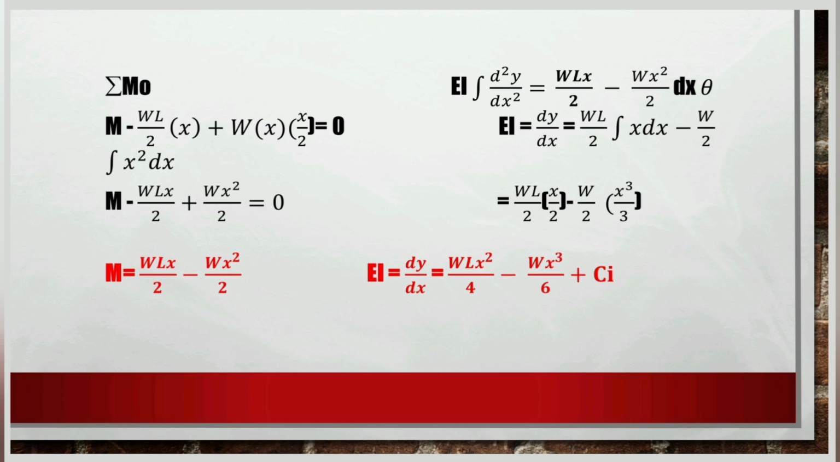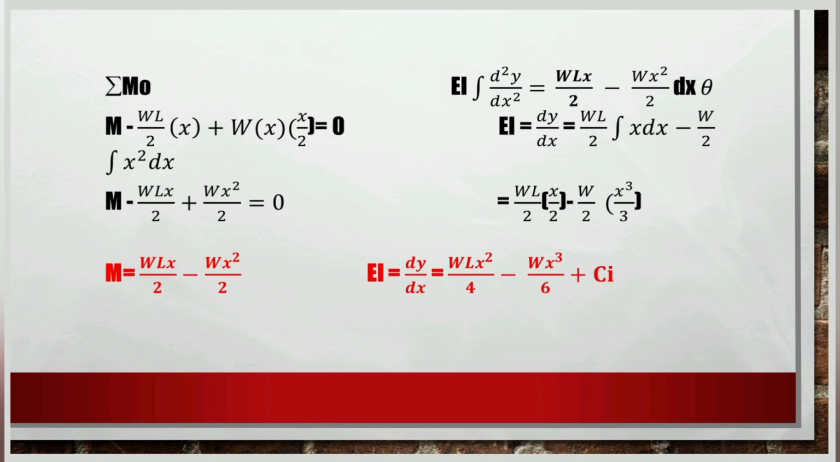We have our moment: M minus wL over 2 times x plus wx times x times x over 2 is equal to 0. Integral x squared times dx, M minus wLx over 2 plus wx squared over 2 is equal to 0. So we have our answer to moment: wLx over 2 minus wx squared over 2.